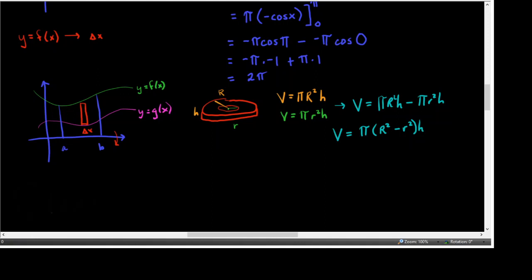And so that's the volume of 1. So I'm going to go back and put a little subscript i. I'm not going to go back and do that to all of them, but that's for 1.